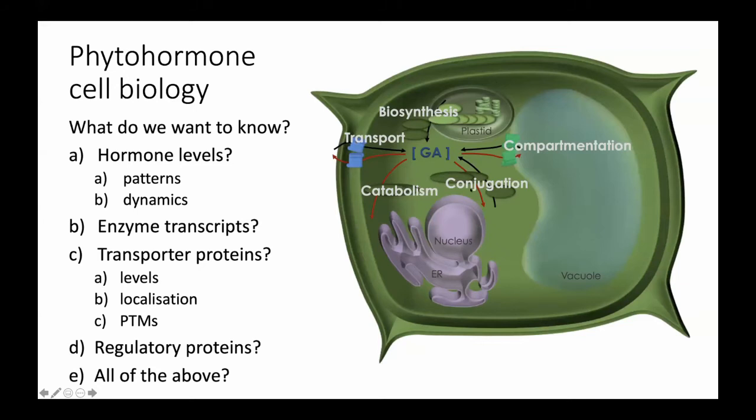And of course, all of these have regulatory steps on top of them, controlling their transcription, post-translational modifications, things like that. So really, we want to know about the hormone levels, but we also want to know about transcripts. We want to know about transporter proteins, regulatory proteins. And so we want to know about all this. And that's my vision for how a plant cell atlas could be quite powerful, is to start syncing these things up to understand what's really happening on a holistic level with these complex systems that are emerging from component parts.